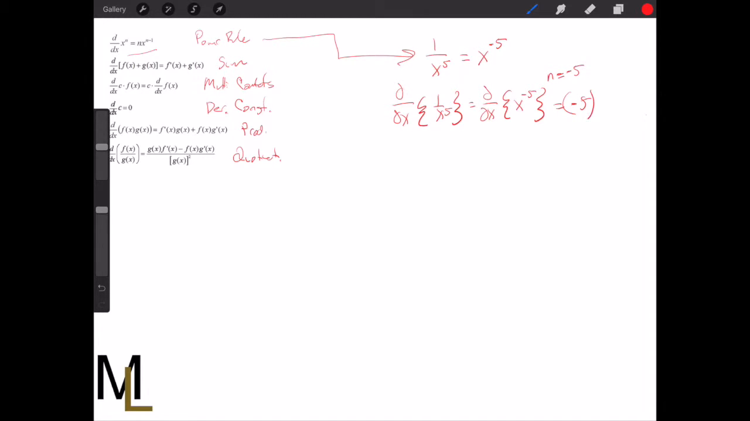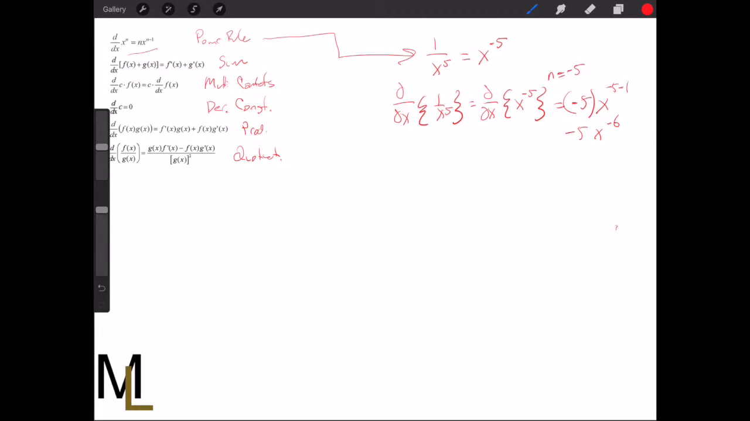So just blindly follow, don't be freaked out that it's negative, just blindly follow the rule and say it's minus 5, that's n, times x to the n minus 1. So it's minus 5 minus 1. So it's minus 5 x to the minus 6th. And some people like to convert it back to the original form. So you'd say minus 5 x to the minus 6 just means minus 5 divided by x to the 6th. There you go. So that's your solution.